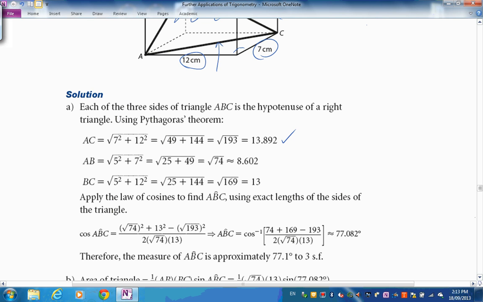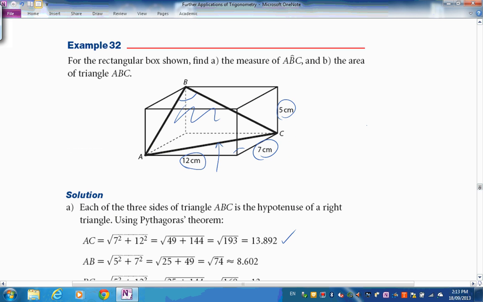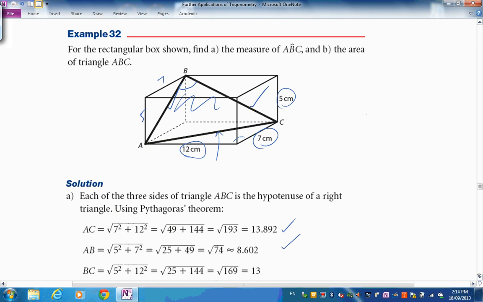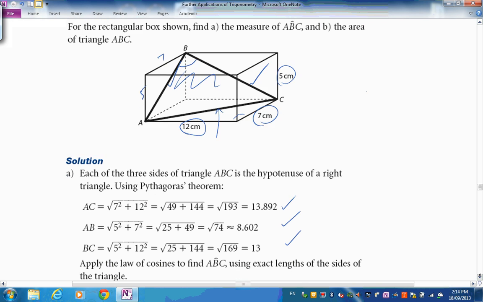And AB, can we get that as well? Let's have a look. AB, can we get that side? Yes, we know that the height is 5 and this is 7. So again, Pythagoras. And then we can do the same thing with BC, because they're all in right-angled triangles. It's a rectangular box. So we've got those 3 sides, and then of course we've got the cosine rule.